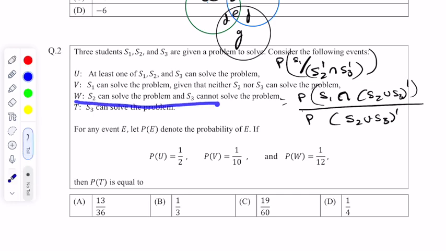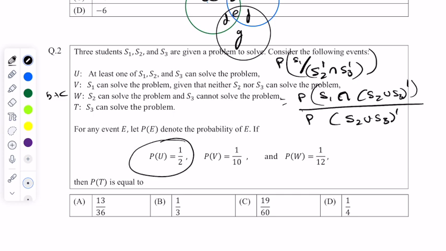Similarly, W is when S2 can solve the problem and S3 cannot solve the problem. So if I say that this is S1, this is S2, this is S3, that will be this region, that is B plus C. So this third will be B plus C. Now let's look at the question. The question says that P of U is half, P of W, so this value is B plus C, and this value is given as 1/10. Okay, so we can now start putting the values and we'll see what we will get.